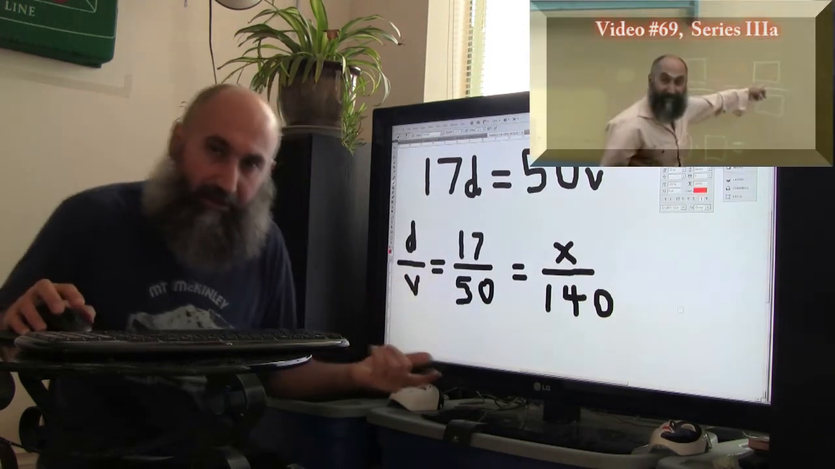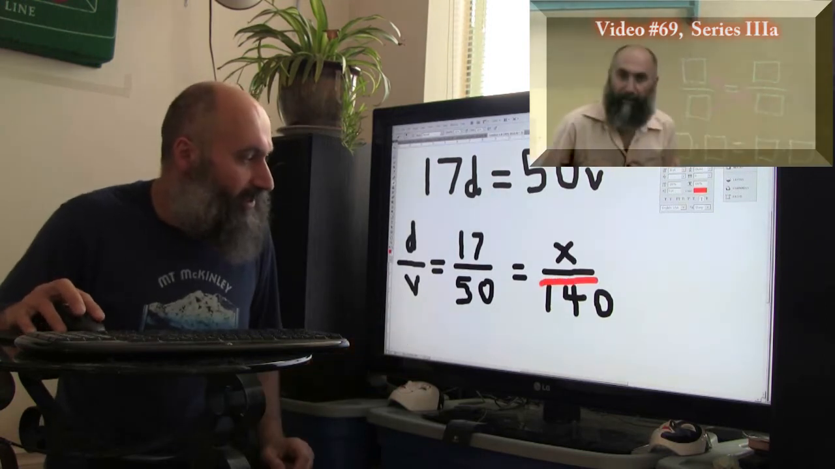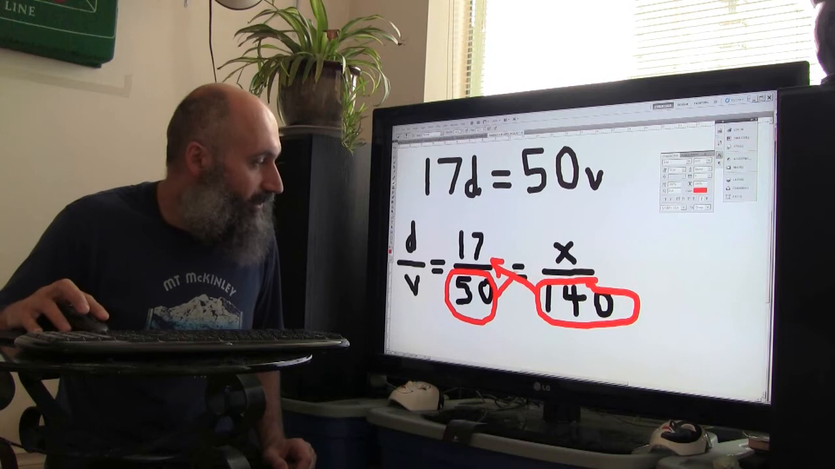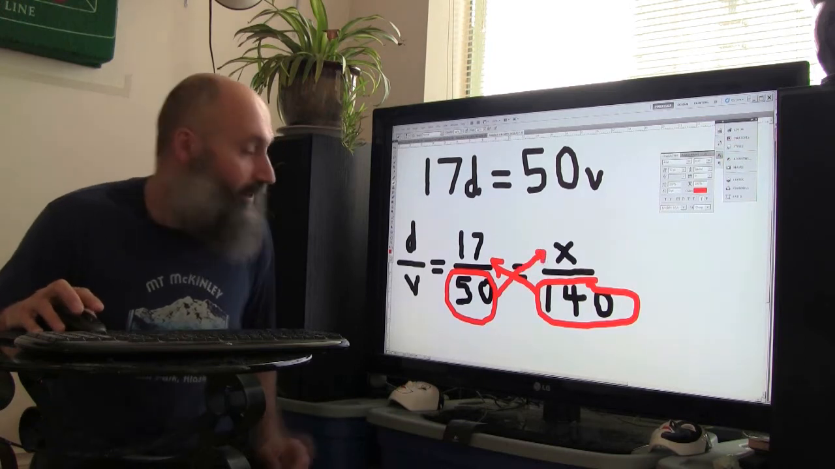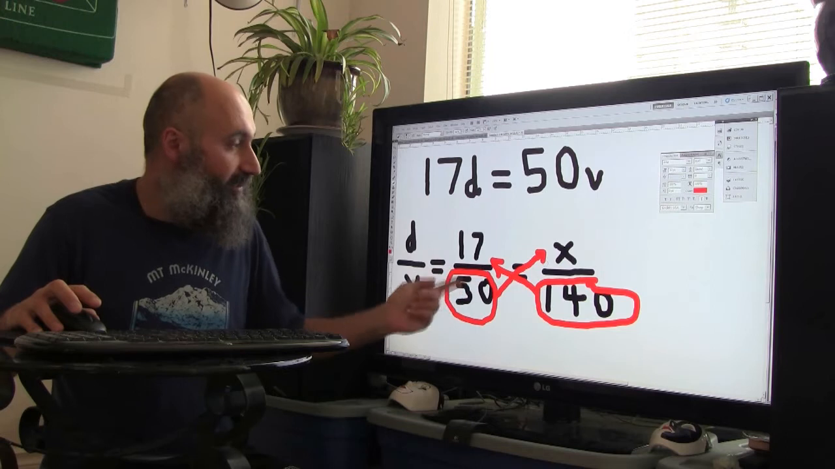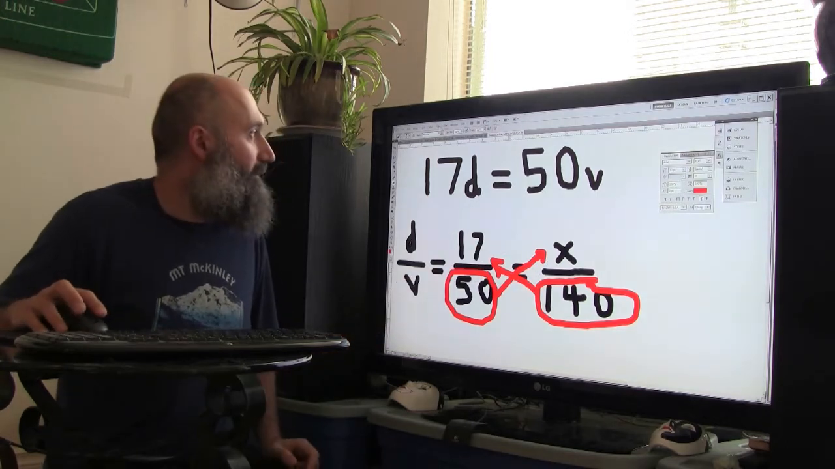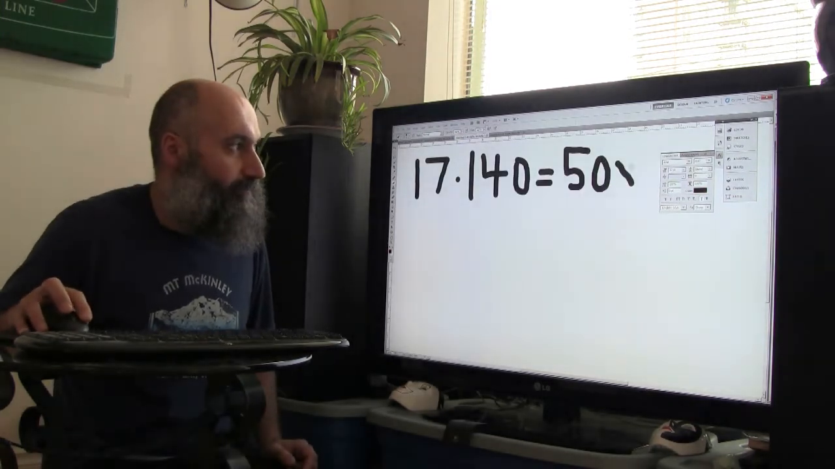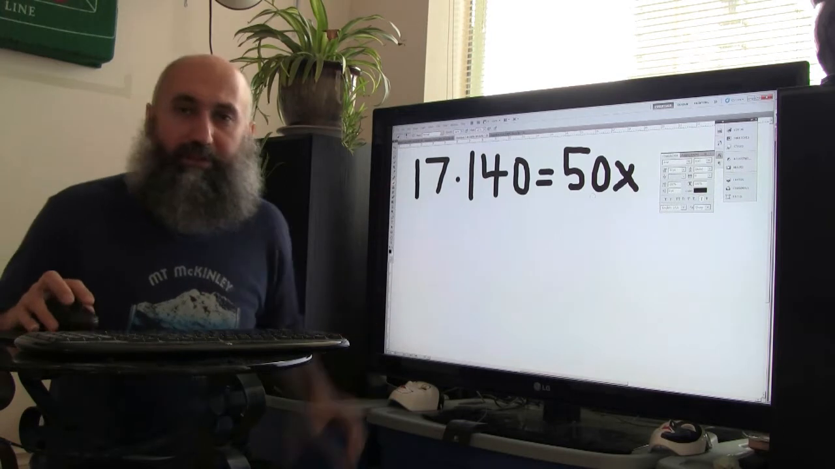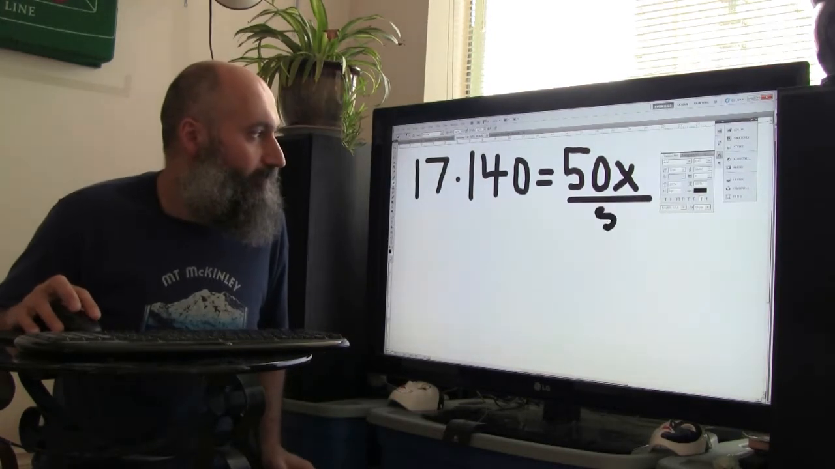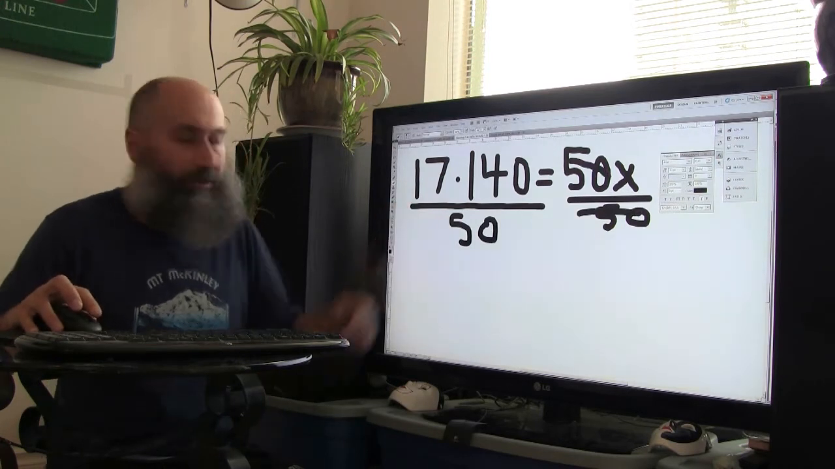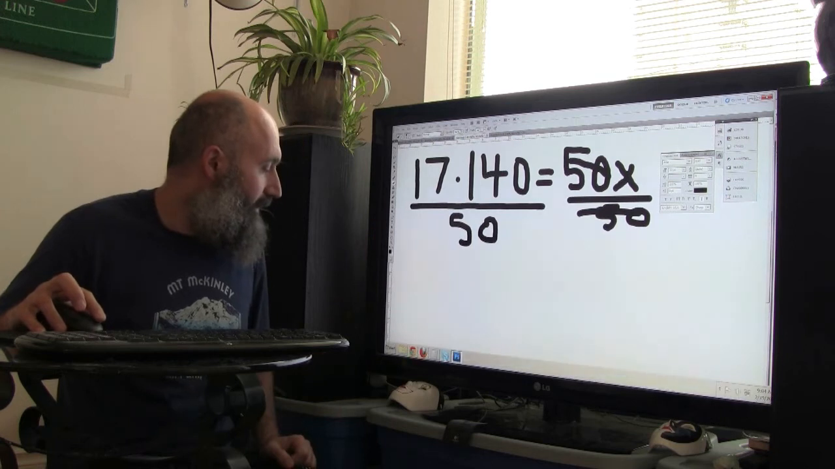What we're going to do is a little cross multiplication, and we talked about cross multiplication in series 3A. So we take the 140 and cross multiply that up here, and we take 50 and cross multiply that up there, right? So we have 17 times 140 is equal to 50x. To solve for x, we're just going to divide both sides by 50. So this guy kills that guy. And we're just going to pull up a little calculator and do our calculation.